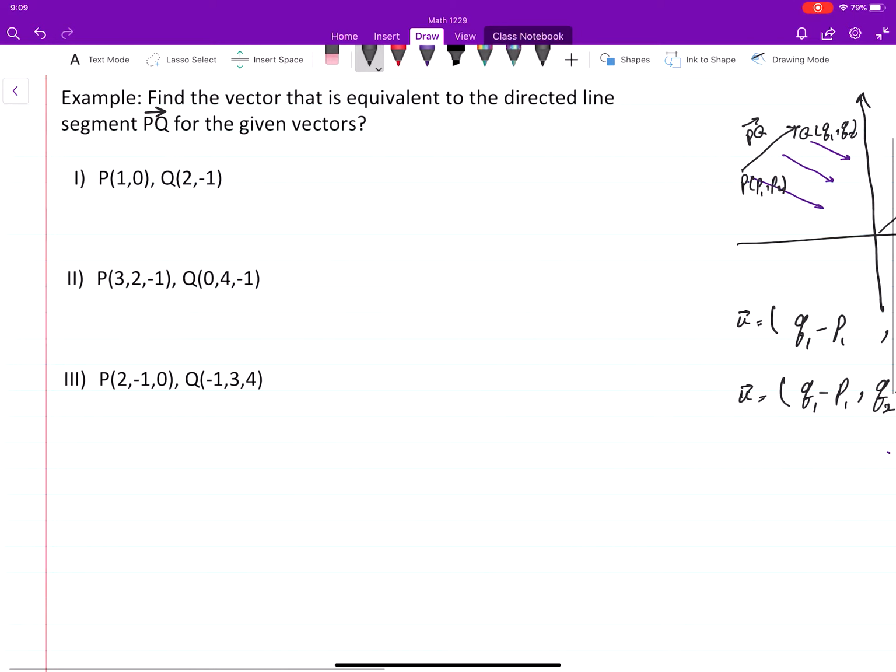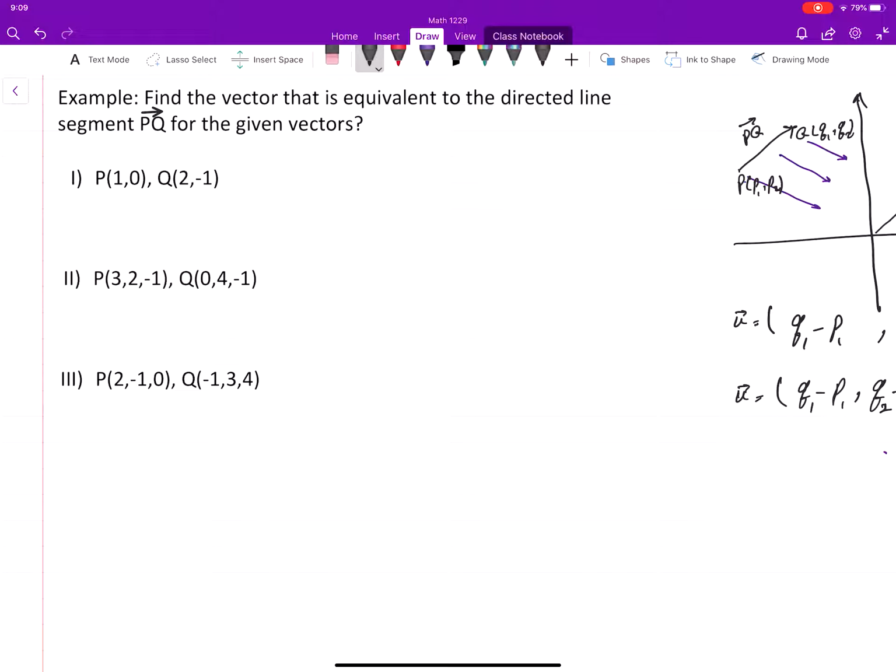Well, that's a very quick review of what we need to know here. In this case, the first component is the first coordinate of the endpoint, here 2, minus the first coordinate of the starting point, 1. The second component of the equivalent vector is the second coordinate of the end minus the second coordinate of the starting point. And well, 2 minus 1 is 1, negative 1 minus 0 is negative 1.